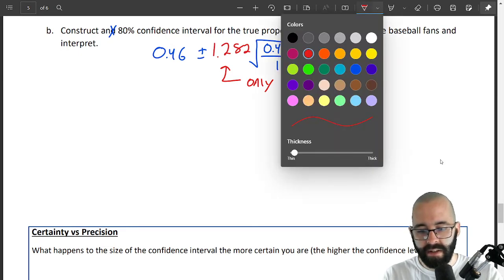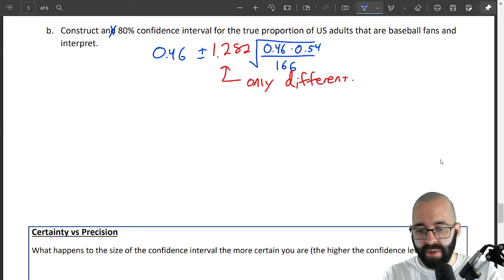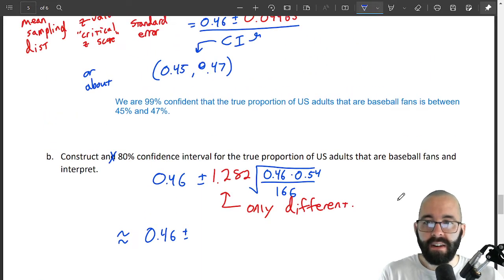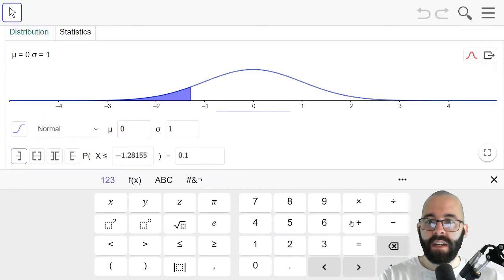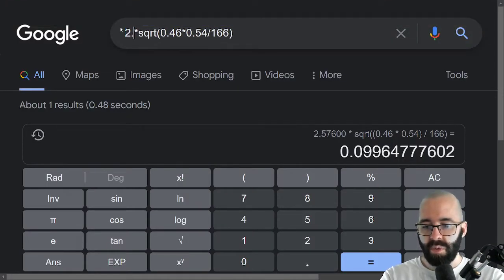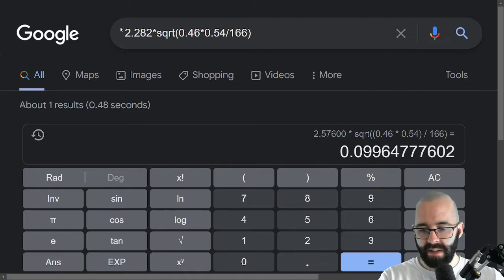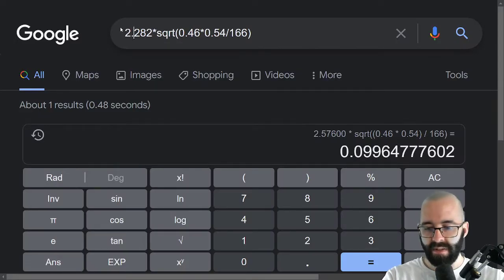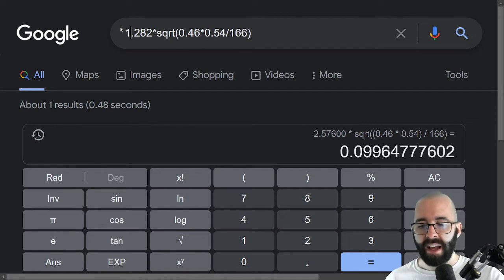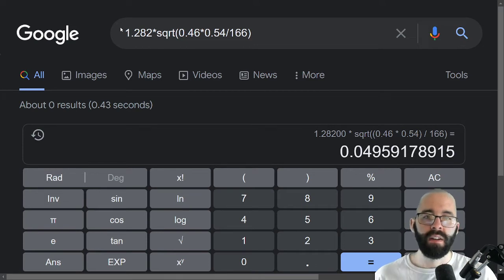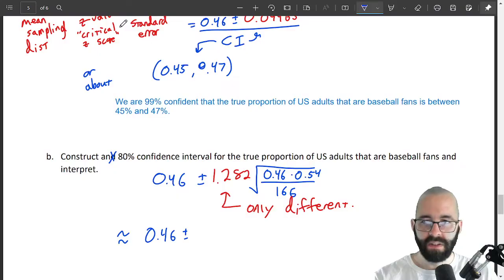All right. We can again evaluate this with a calculator. So it's still centered at the same thing, right? It's still centered at 0.46. But now 2.282, was that it? I don't even remember. 1.282. 80% of the data is around 1.3 standard deviations of the way from the mean. That's about 0.05.